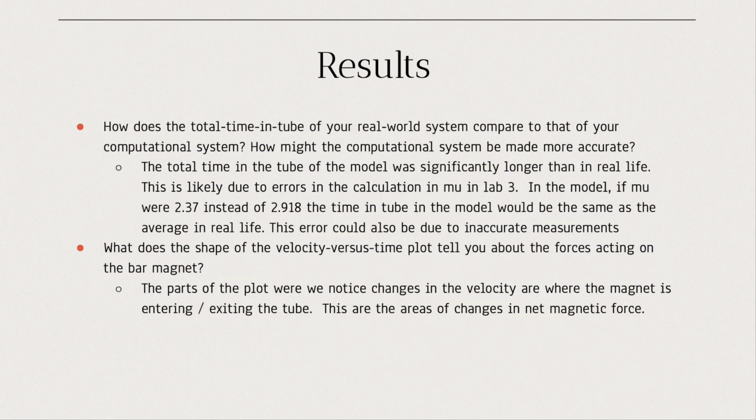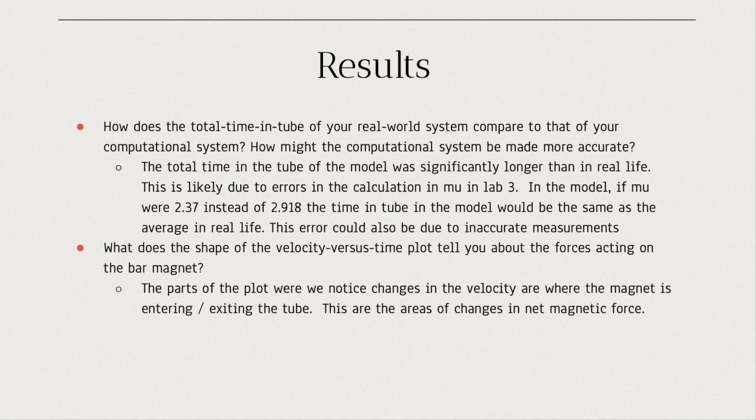Next, how does the total time in the tube of the real-world system compare to that of the computational system? And how might the computational system be made more accurate? So the total time in the tube in the model was significantly longer than in real life, and that's likely due to errors in calculation of mu in Lab 3. In the model, if mu were 2.37 instead of 2.918, the time in the tube in the model would be the same as in real life. And the error also could have been due to inaccurate measurements.